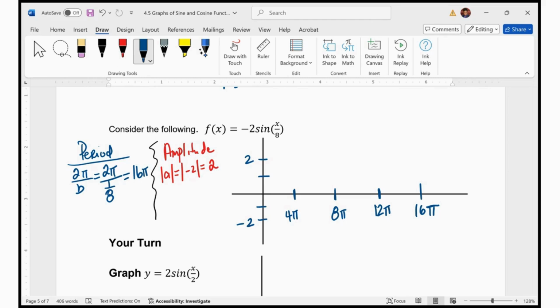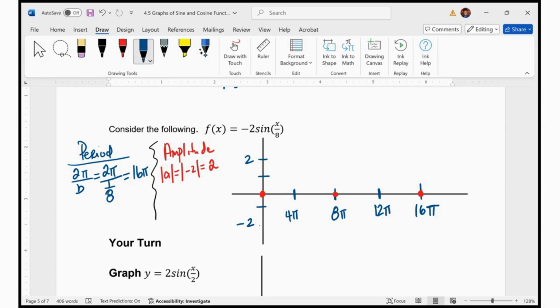Sine crosses the x-axis where again? The ends and the center. The ends, I got that. Y'all got to help me out with that center. Which one is the center? 8 pi. Normally sine, we go up, right? But we've got a reflection here. So it's going to go opposite of what we think it's going to go.